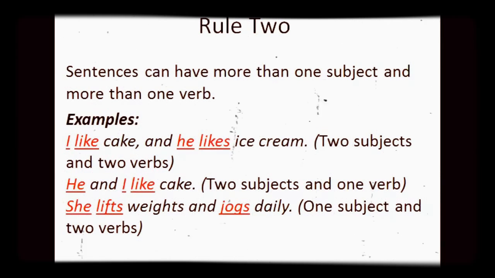In the second sentence, he and I like cake. In this case, the 2 subjects are he and I, and like is the only verb. In the last sentence, she lifts weights and jogs daily. In that sentence, we only have 1 subject, and that is she. As well, we have 2 verbs, lifts and jogs.